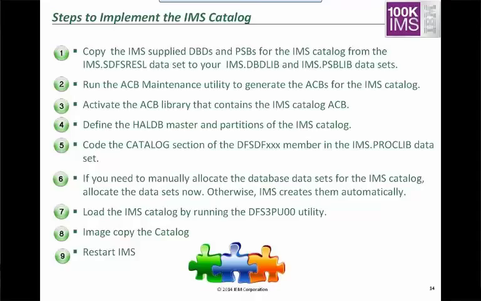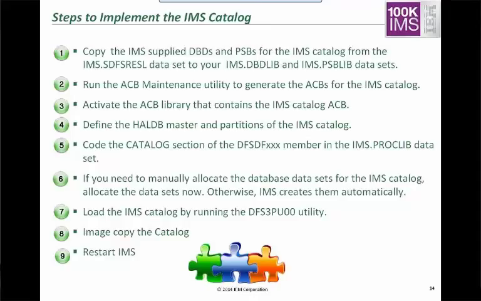And then IMS will automatically allocate the catalog database datasets for you, but if you'd like control, and some people do, then in Step 6, you manually allocate the database datasets for the IMS catalog. And then Step 7, once you've got the database datasets allocated for the catalog, now you've got to load the information in there, right? So you load the IMS catalog by running the Catalog Populate utility. And here it is, there's that name, DFS3PU00. I'll talk about the Catalog Populate utility in more detail when we get to Step 7.